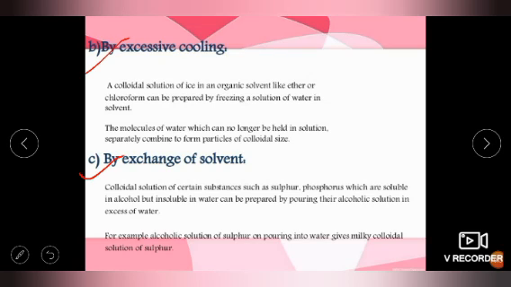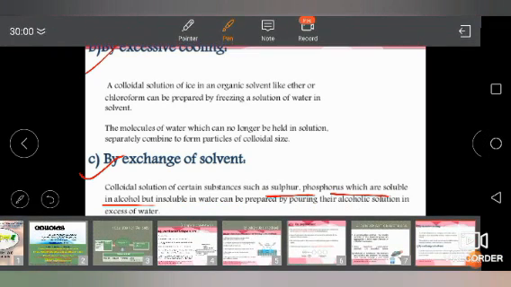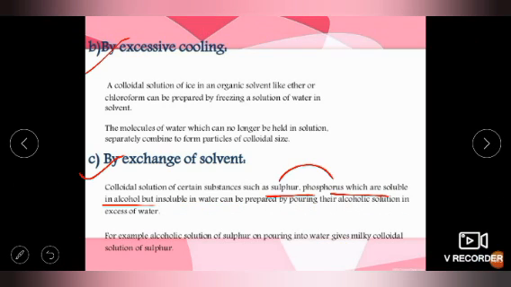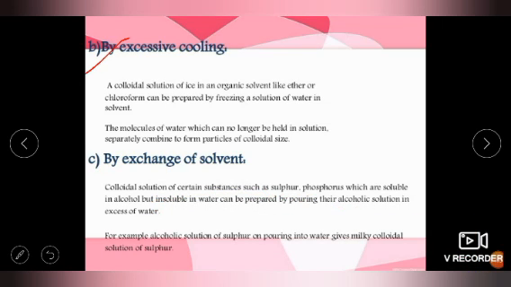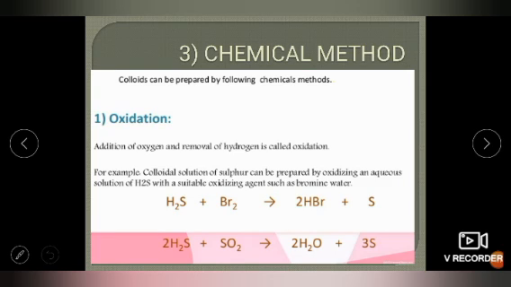By exchange of solvent, this is the third method. A colloidal solution of certain substances such as sulfur and phosphorus, which are soluble in alcohol but insoluble in water, can be prepared by pouring their alcoholic solution into excess water. As alcohol can be mixed with water, while sulfur and phosphorus cannot mix with water, when sulfur and phosphorus are dissolved in alcohol and that alcoholic solution is added to water, it mixes. On pouring into water, the alcoholic solution of sulfur gives a milky colloidal solution of sulfur, that is called a colloid.